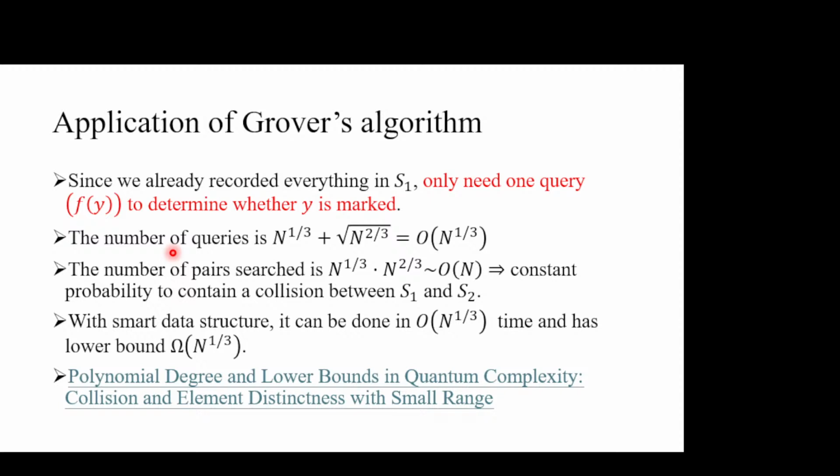This is for query complexity, and if done with a smart data structure, it can be done in time order n to the 1/3. You can also prove that this order n to the 1/3 query complexity is tight, because you can give a query lower bound of omega n to the 1/3, and the lower bound matches this algorithm.